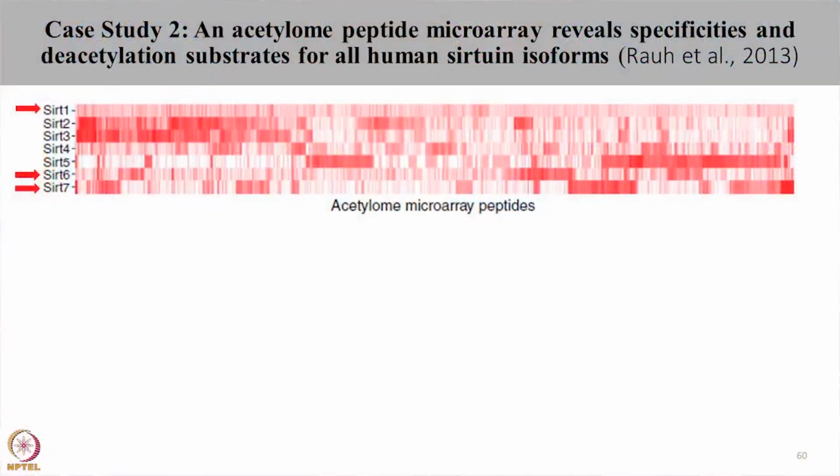Sirtuin 1, 6 and 7 locate at the nucleus. However, when you look at the target peptides, there is a specific pattern of preference of these peptides for sirtuin 6, 7 and 1. If you look properly at sirtuin 6 and sirtuin 7, a specific deacetylation pattern is seen, which signifies that these two isoforms have their specific targets, whereas sirtuin 1 shows a nominal activity across a wide range of substrates in the nucleus.